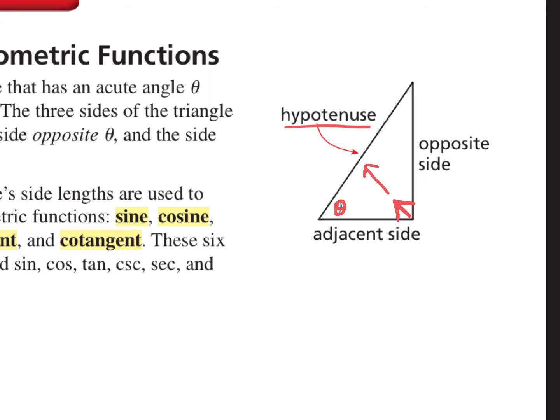The opposite side is always opposite of the angle we're talking about. So it's going to be opposite of theta. And then the adjacent side is right next to theta. So adjacent is right next to it. It's going to be touching that angle theta that we're talking about.